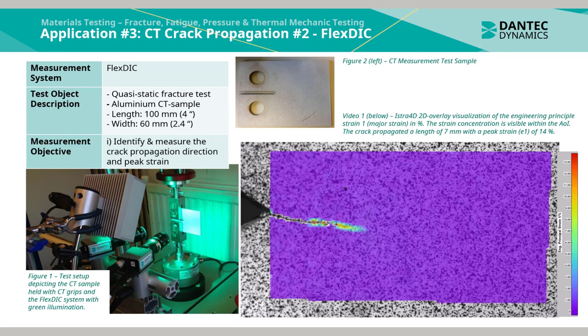Figure 1 shows a picture of the test setup depicting the CT sample held with CT grips and the FlexDIC system using green illumination. In Figure 2 to the left, the CT measurement test sample can be seen.